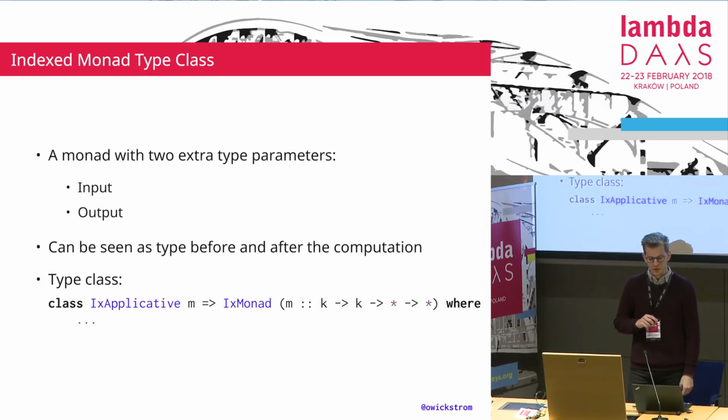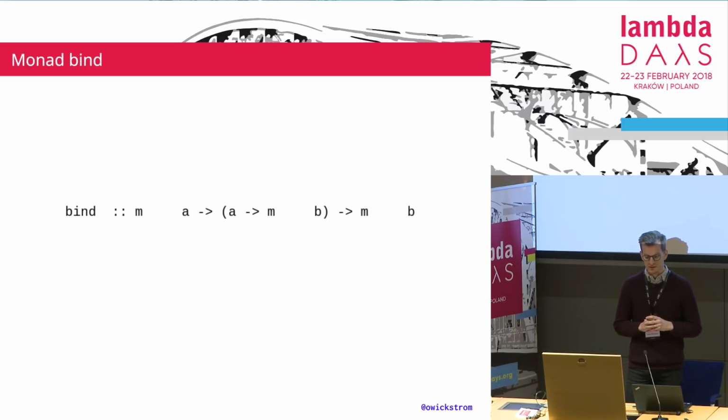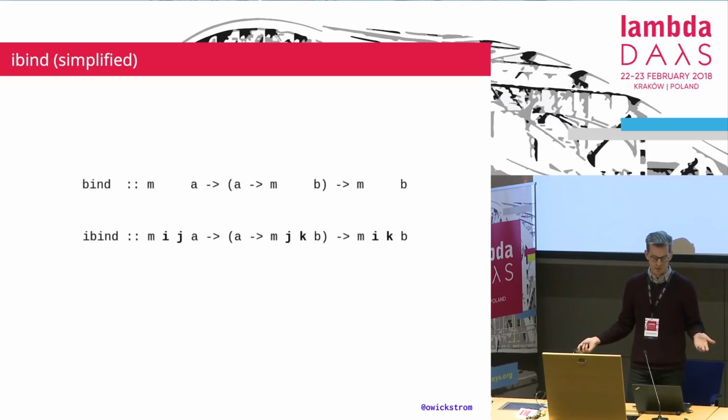Okay, and there is one interesting operation here called ibind, which is analogous to bind in Monad. So I will do a comparison. How many of you know how bind works with monads? Yeah, that's good. So this is the signature for bind, basically, where M is some monad. And yeah, this is not a monad tutorial. This is an indexed monad tutorial. So let's go.